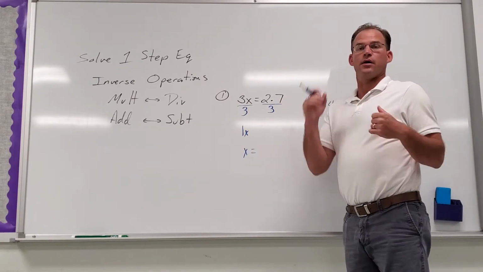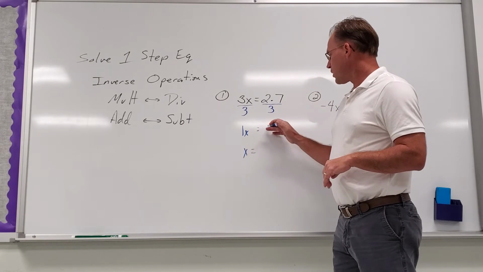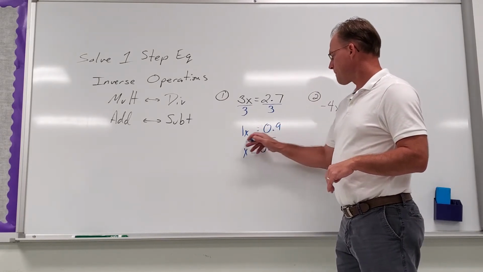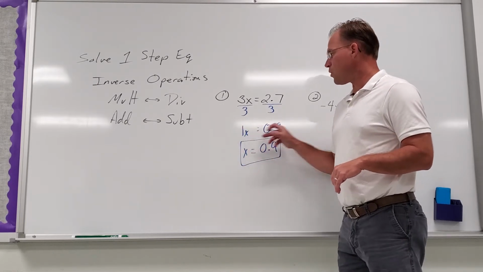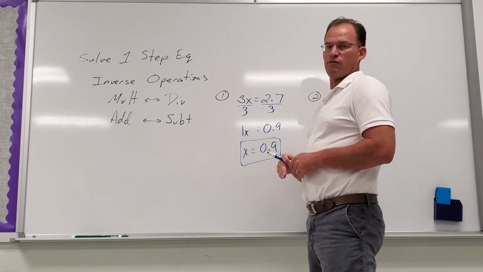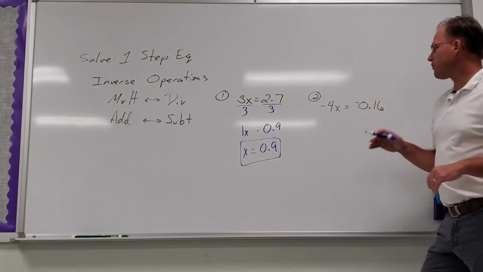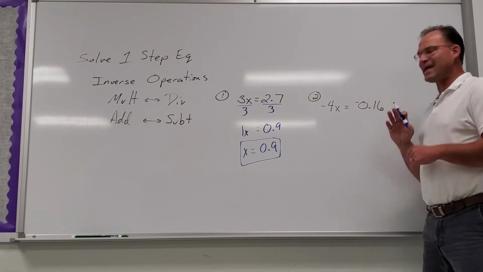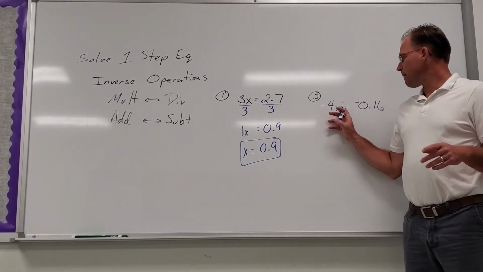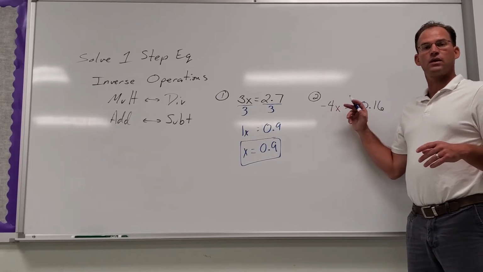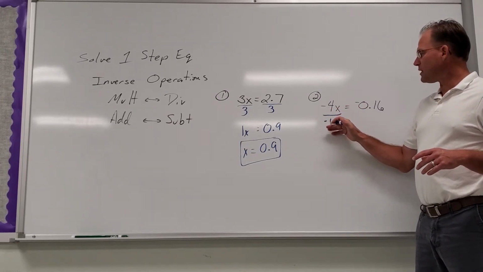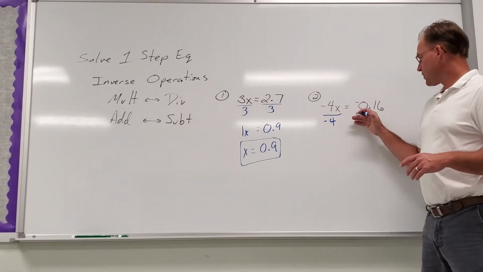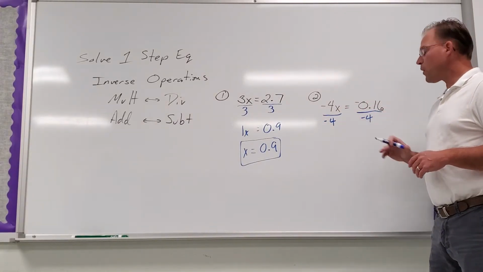Here, calculator, 2.7 divided by 3, 0.9 is x. We won't write this intermediate step most of the time. So here we go. Number 4, I've got negative 4x equals negative 0.16. So, multiplication, negative 4 times x. I divide by the exact number that is with the variable on both sides of the equation.